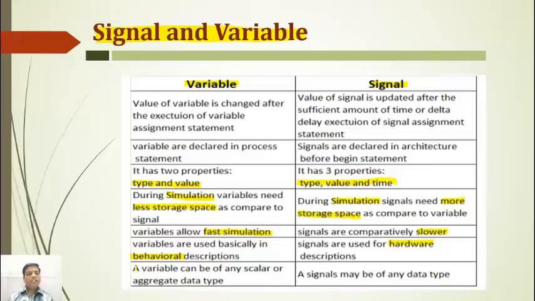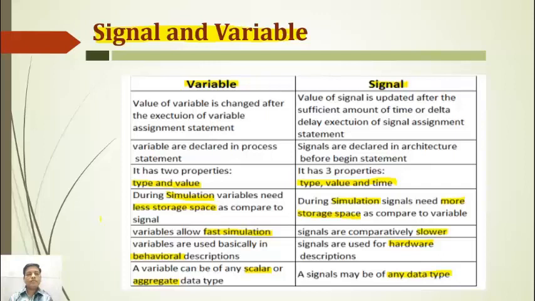Next point, a variable can be of any scalar or aggregate data type. A signal may be of any data type. So this should be the total 7 comparison points in between variable and signal. All the points are very much simpler. So one by one you have to keep in mind and write down in examination.